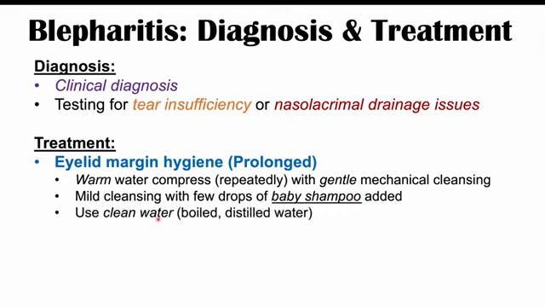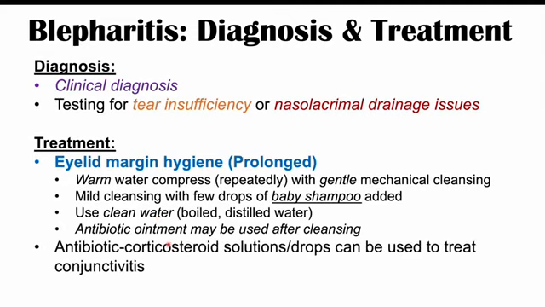It's important to use clean water, so boiled and distilled water as opposed to tap water. It's also important to not clean the area rigorously, just gentle mechanical cleansing, and not to have the water too hot. Just warm water with a little bit of baby shampoo can help. After cleansing, antibiotic ointment may be used. Again, this is going to be a prolonged and repetitive process: a little warm water with a little baby shampoo, mild gentle rubbing of the eyelids, just gentle cleansing, using clean water that's not too hot.